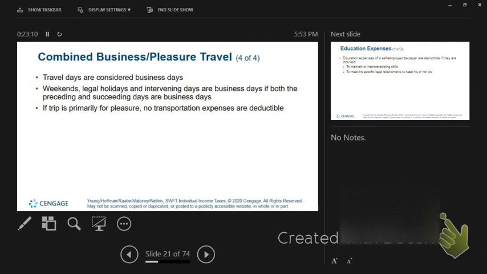But for people that get an international business trip, a lot of times you tag on a little bit extra on there. Travel days are considered business. That's why also on the business, 2 days right there out of 7 are business days. And then if you have 1 or 2 days, you're already at 4. Weekends, legal holidays, they are considered whatever the preceding days are. So if you work on Friday and work on Monday, weekends are business. All right? And if the trip is primarily for pleasure, no transportation is deductible.